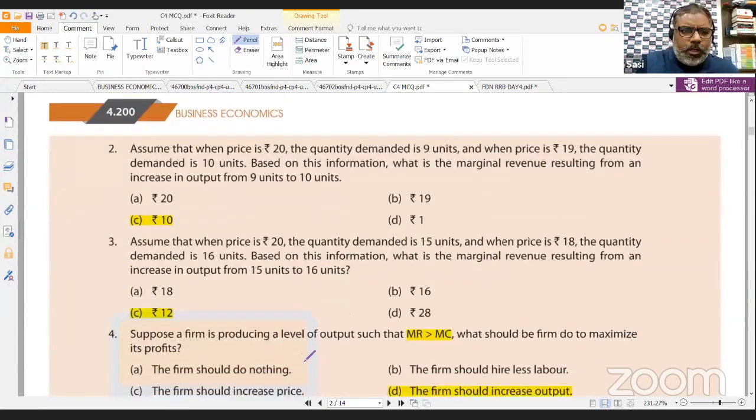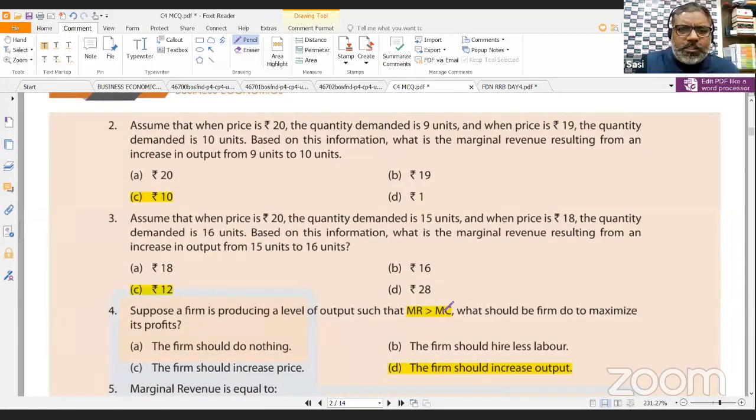Question number 2. Assume that when the price is 20 rupees, the quantity demanded is 9 units. And when the price is 19 rupees, the quantity demanded is 10 units.